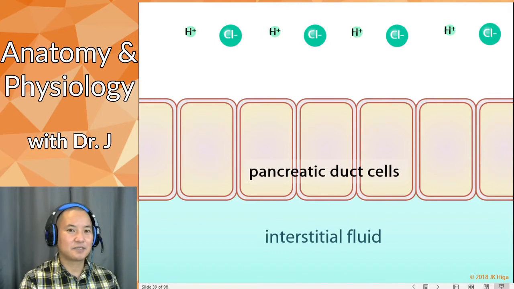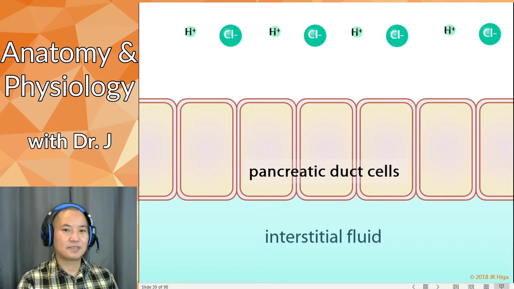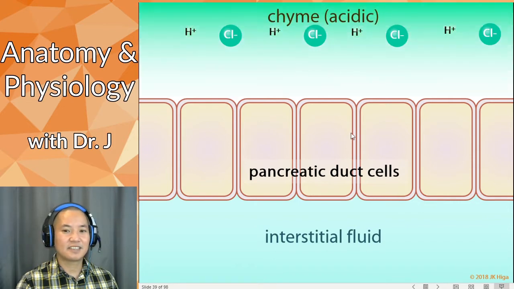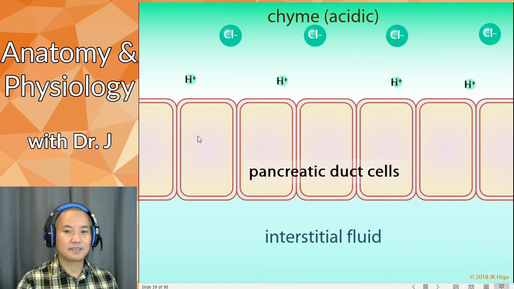Remember that we have our duodenum, and then we have the chyme that's very acidic. And now we have our pancreatic duct cells and the acini that are going to produce pancreatic juices. So remember that our chyme from the stomach is very acidic. You have all this hydrochloric acid. But what prevents your chyme from digesting your duodenum and your pancreas?